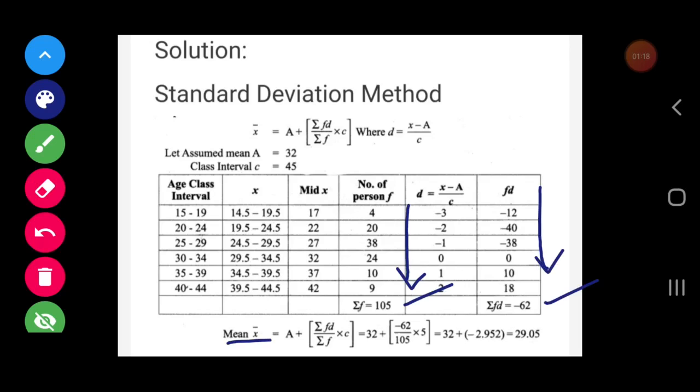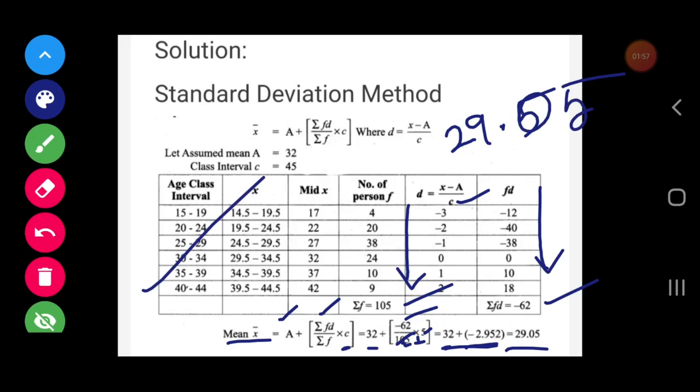Next we apply the formula for x bar. In the step deviation method, the formula is a plus summation fd by summation f into c. Here the value of c is 5, so we apply the values: 32 plus minus 62 by 105 into 5. When we simplify, we get minus 2.952, and when we add this to 32 we get 29.05. So 29.05 is the mean value of this given data.